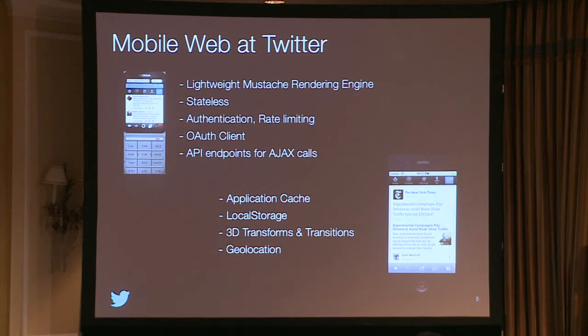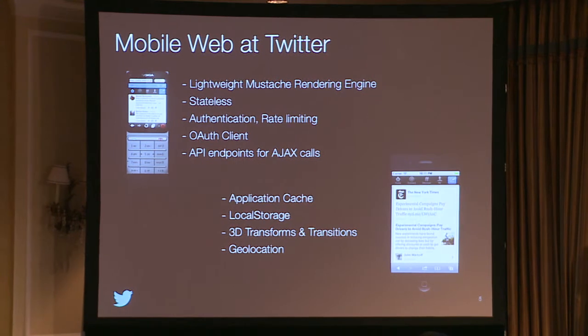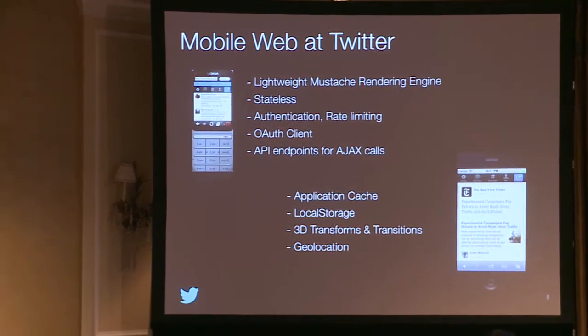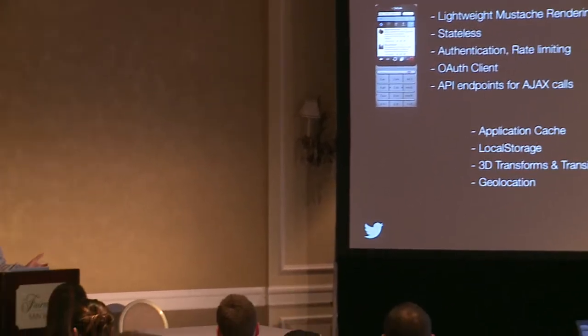We use local storage to store all the data, all the tweets, the profiles that the user has been seeing. Also, if the user is tweeting and the network fails, we save it as a draft so the user doesn't lose those 100 characters that he just typed. We rely heavily on 3D transforms and transitions to do some of these rich animations in the browser. Geolocation, well, we want to tag our tweets to know where the user is at.